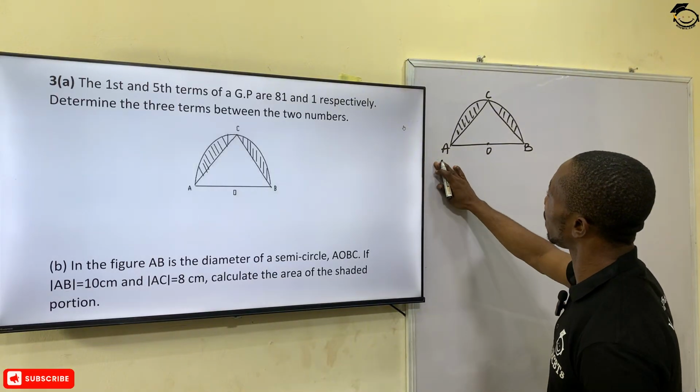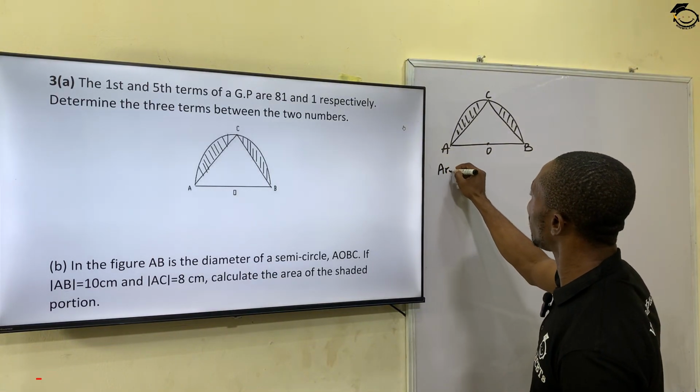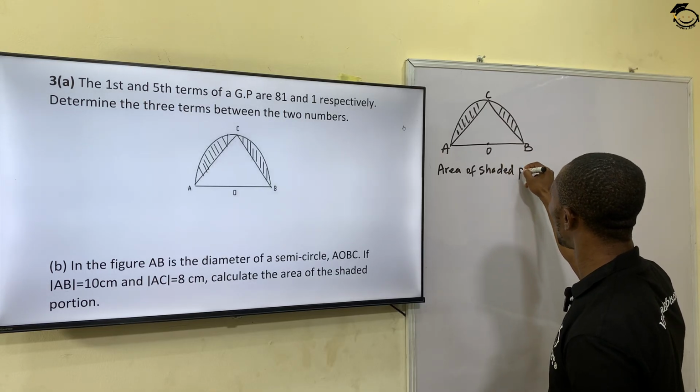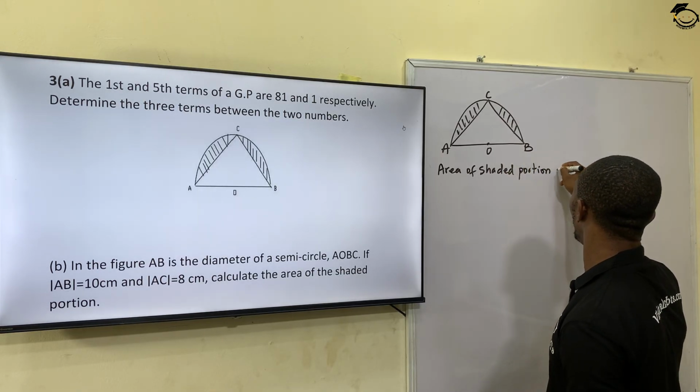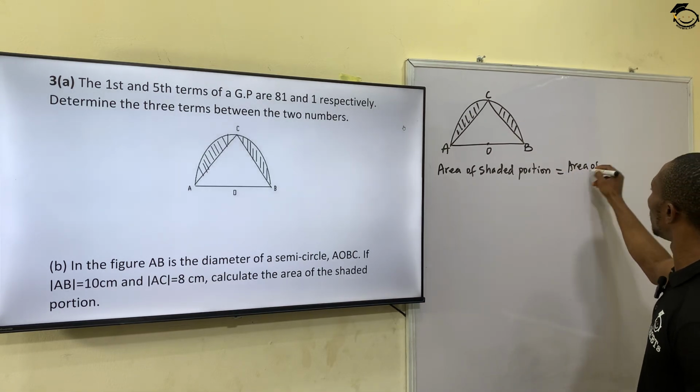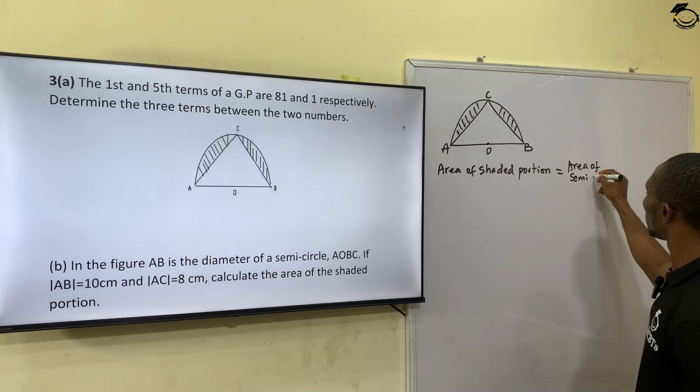Now, for us to find the area of the shaded portion, we are going to have it as the area of the semicircle.